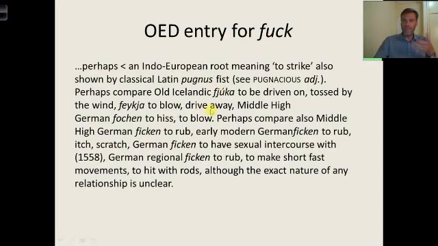And then they give some evidence to support why that might make sense. So fist makes sense, that's something that strikes. And then you've got Old Icelandic fjuka, which means to be driven on, tossed by the wind. Middle High German fochen, to hiss or to blow. And it might have been comparable to Middle High German fiken, to rub, early modern German fiken, to rub, itch, scratch. And then German ficken, to have sexual intercourse with, and the first representative of that we can find is in the 16th century. So that sounds reasonable, right? And that's all they're saying, that it's a possibility.